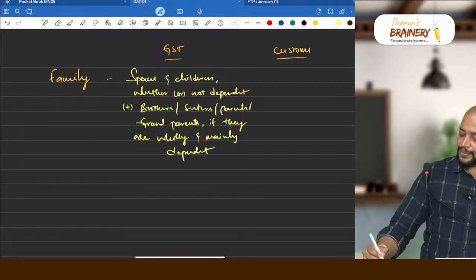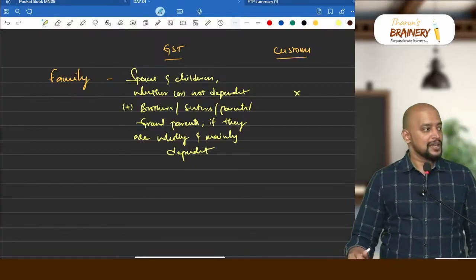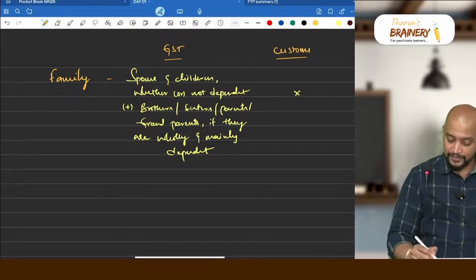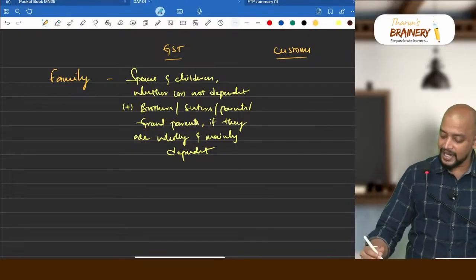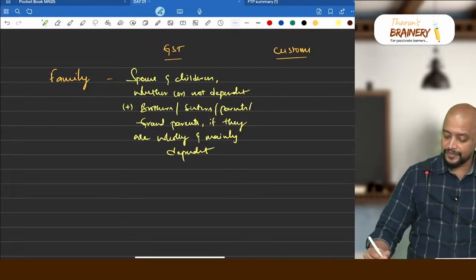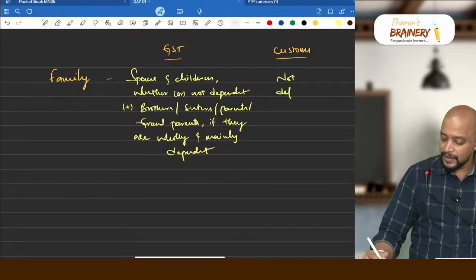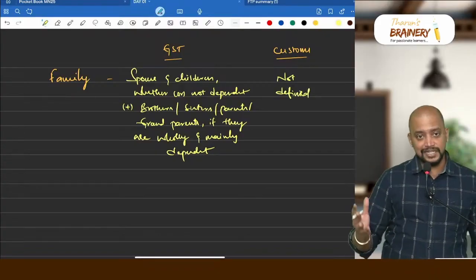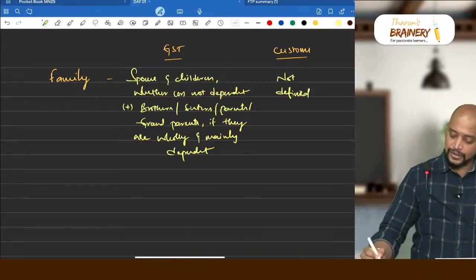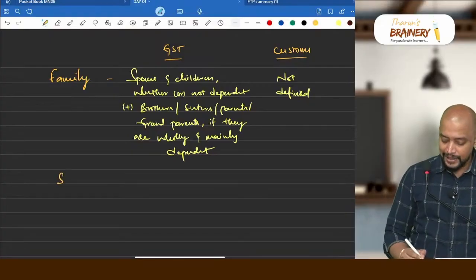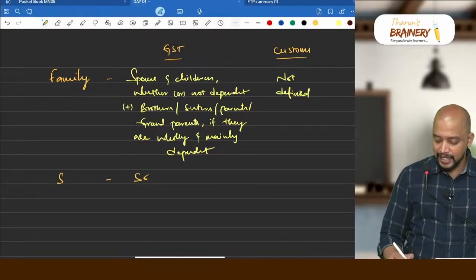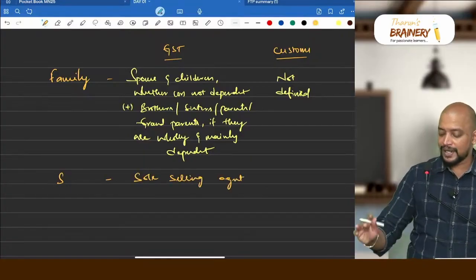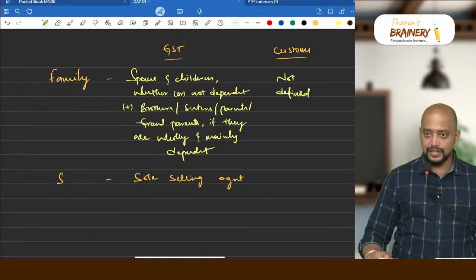So this is in GST, but in customs we don't have a family definition. Family is not defined, but it is there in customs in the meaning of related. In the meaning of related, both in GST as well as customs, we have family. Then scope. In scope, S is the same: sole selling agent. We have it in both places, GST as well as customs. This is common.